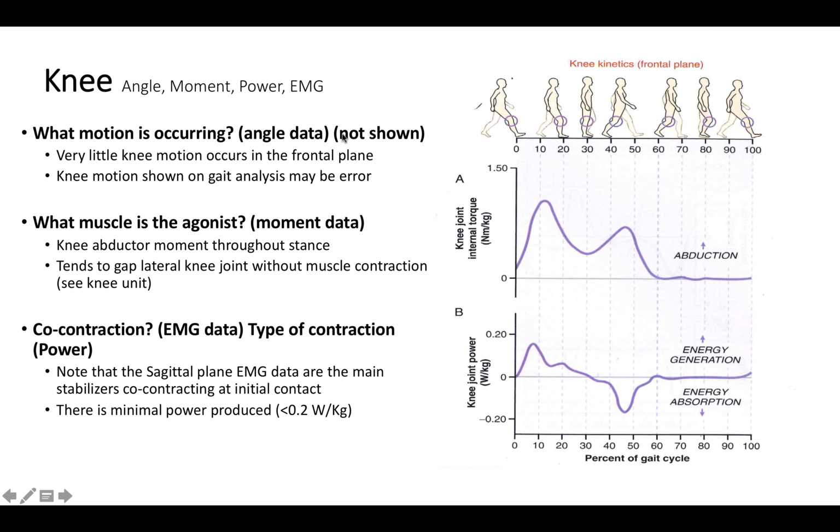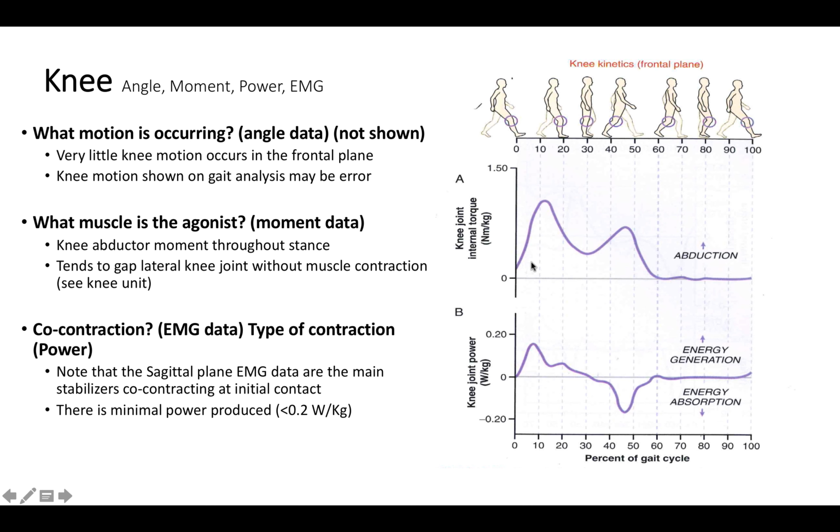So now we've covered the hip, and now we want to shift and see what we can learn from the angle, moment, and power data at the knee. What's interesting here is we don't usually think of the knee as having much motion, and essentially it shouldn't have much motion because it's not designed to move in abduction. So the motion there is mostly joint play.